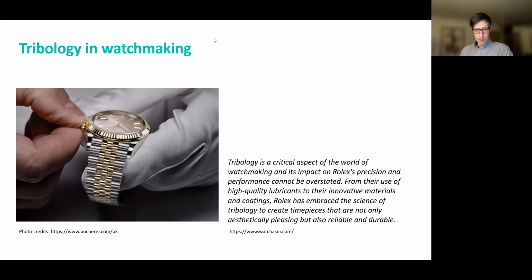They are not shy saying how important it is for the performance of the mechanisms, using high quality lubricants and some novel materials, and making sure that their movements are reliable and durable.